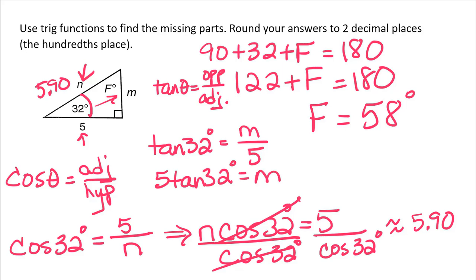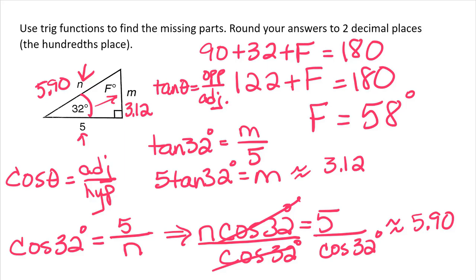And now we just need to punch this into our calculator. We would hit 5 times 32 tangent equals, and we would get that m is about 3.12. So we have our m and we have our n. Now we want to find f.